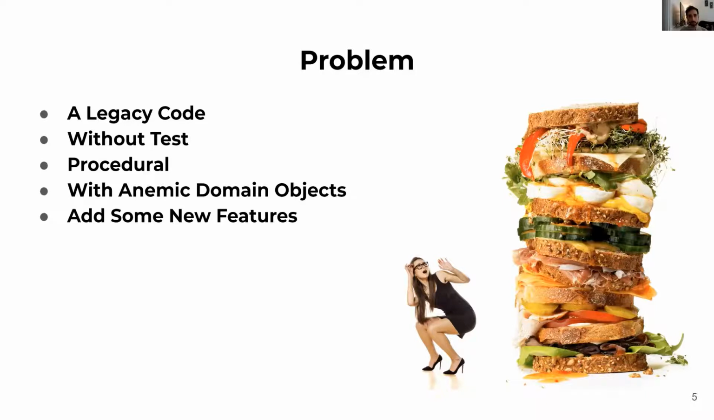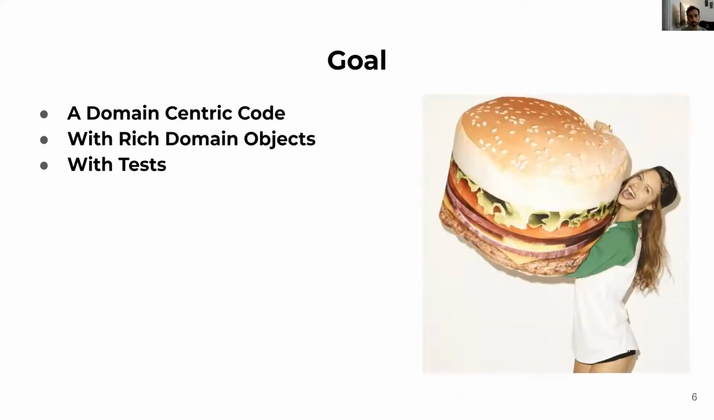And the problem is that our client comes and asks us for new features, so we add lines of code, and the system becomes unmaintainable, like the sandwich that you can see at the right of this slide. The idea is to make this big sandwich small and well done, with domain-centric code with rich domain objects that have behaviors, and to implement tests for them, covering them with tests.